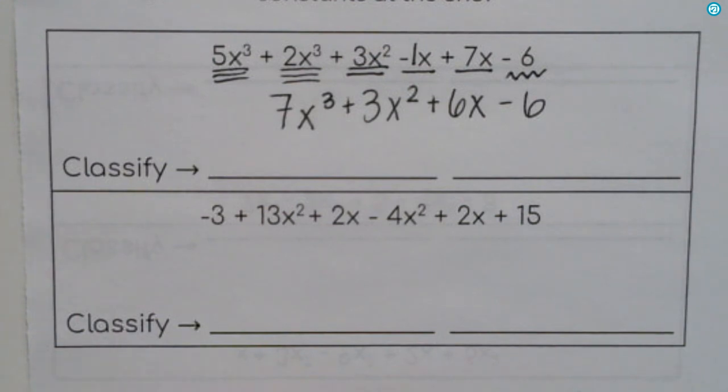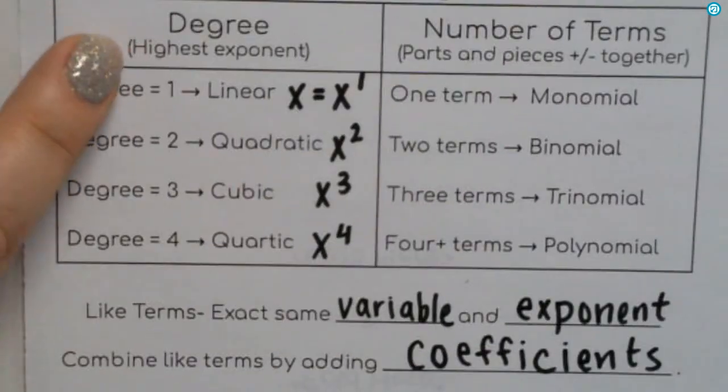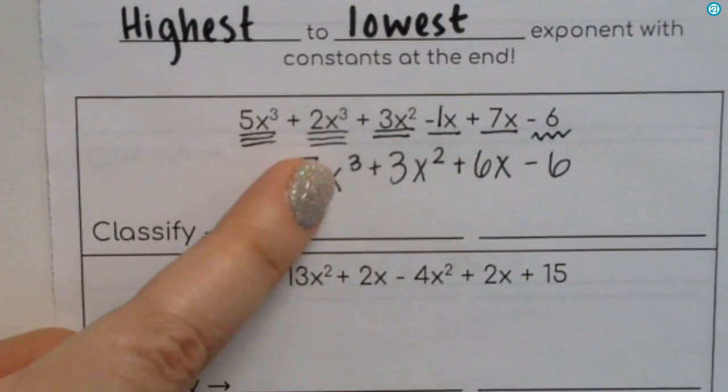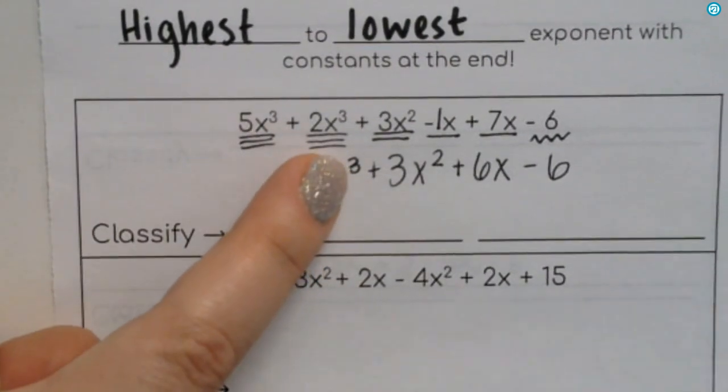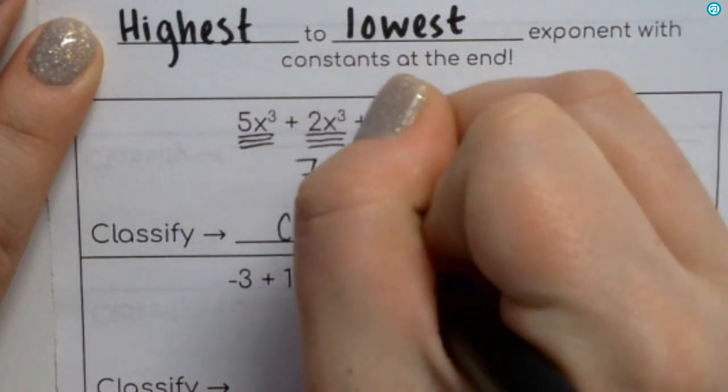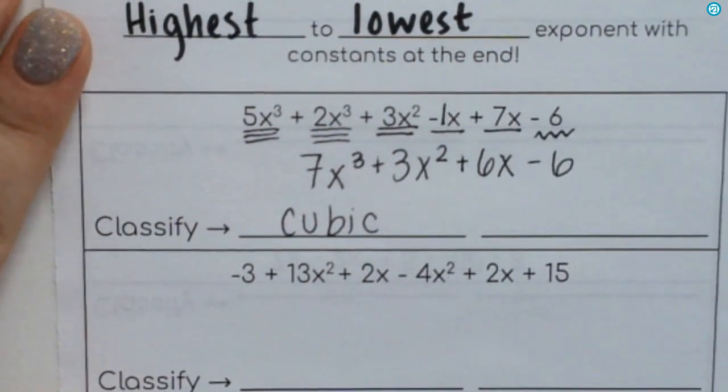The first thing we use is the degree. So degree is the highest exponent. The highest exponent here is 3. So the first blank here, this is a cubic. So that first word is an adjective. It goes first.